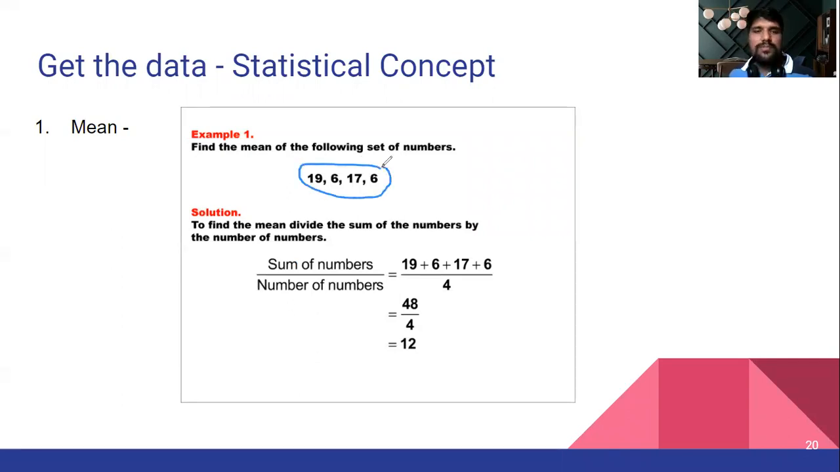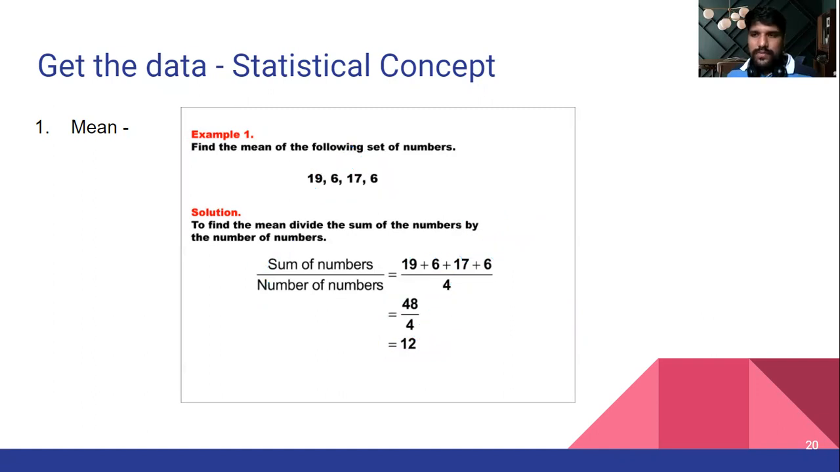If I want to calculate the mean, or you can say average, how can I calculate? I will add those numbers 19, 6, 17, 6, and then divide this addition by the total number of values. So how many numbers do I have? 1, 2, 3, 4. So 4. The addition is 48 and the count is 4, so I get this average. Mean is nothing but the average, and the formula is very simple: sum the numbers available and divide by the total number of numbers taken for the addition. This is called the mean.